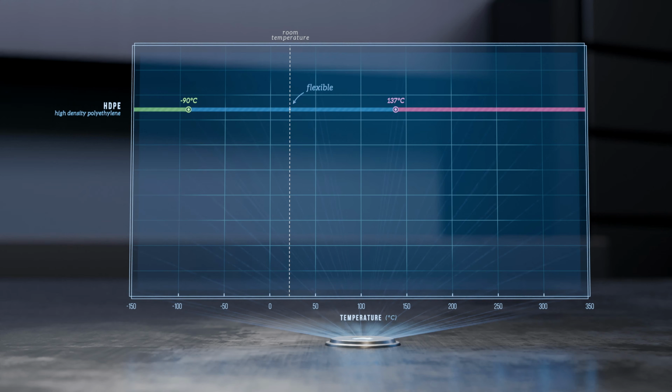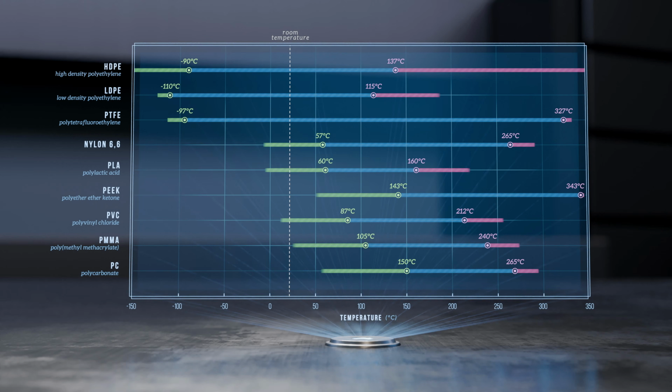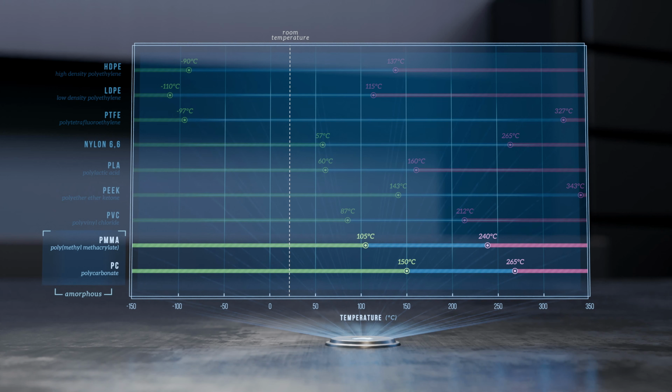Here are the glass transition and melting temperatures for a few other commonly used polymers. Amorphous polymers like PMMA and polycarbonate often have high glass transition temperatures, meaning they have high stiffness at room temperature. Their irregular, tangled chains restrict motion, and they're more likely to have bulky side groups, which also limit chain mobility.